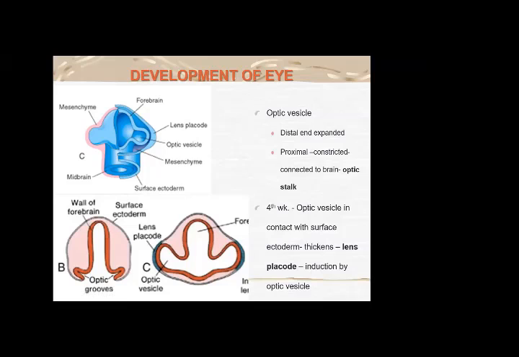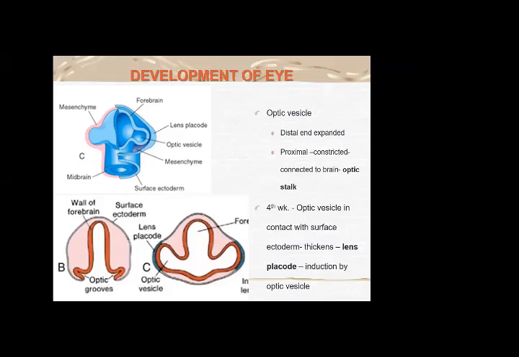Now, by the end of the 4th week, the optic vesicle comes in contact with the surface ectoderm. This is the surface ectoderm. So as the optic vesicle expands, its distal end dilates, grows laterally towards the surface ectoderm, and then comes in contact with the surface ectoderm.